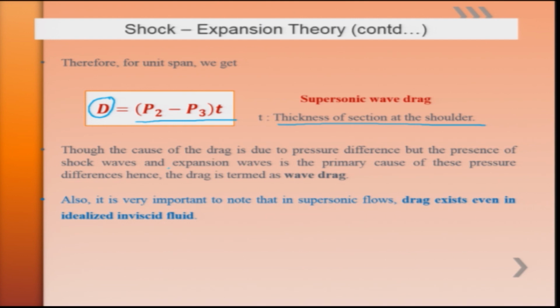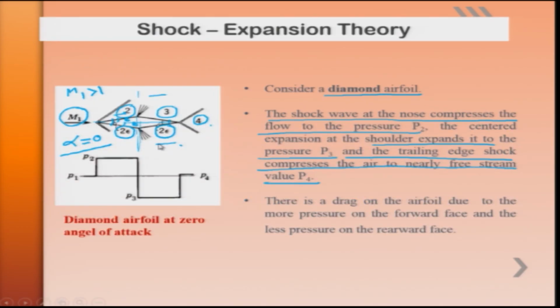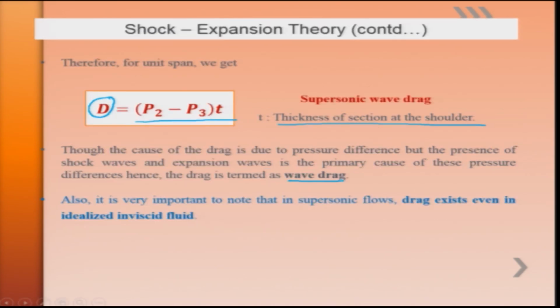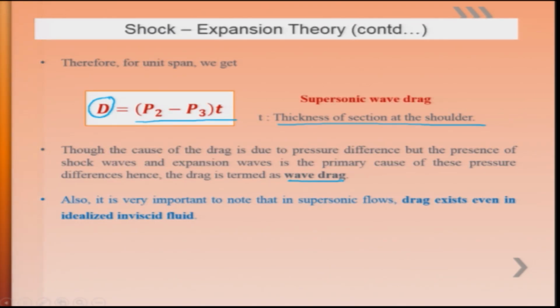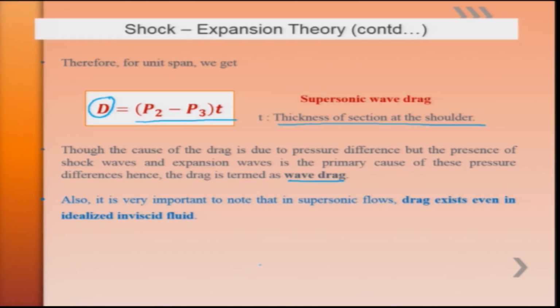Now, you can see here that the cause of this pressure difference is this oblique shock as well as expansion fans. Since the pressure difference is causing this drag, the drag over this diamond airfoil section is termed wave drag. Note that even in inviscid flow, where this kind of diamond section airfoil is kept in a supersonic flow, the wave drag is always present.